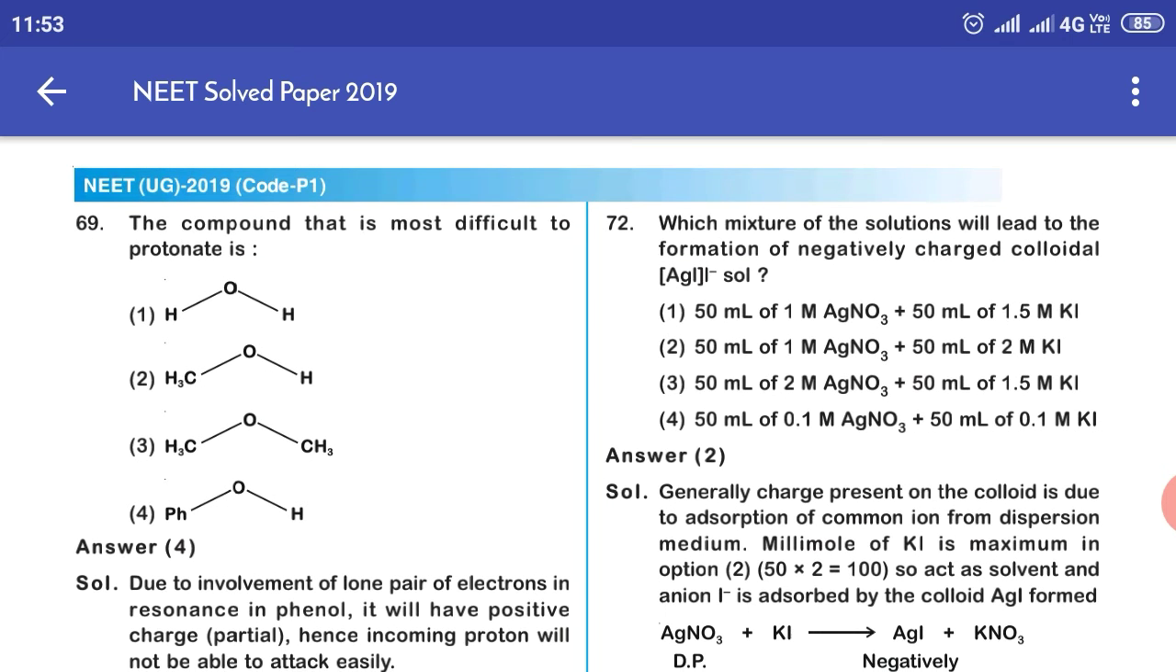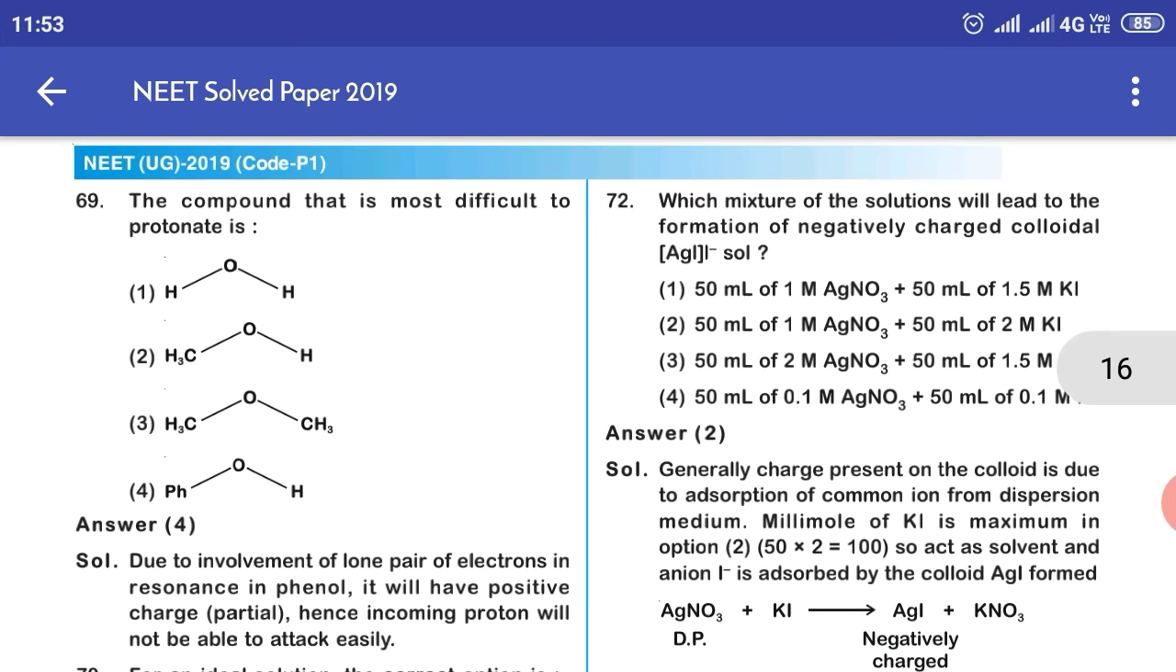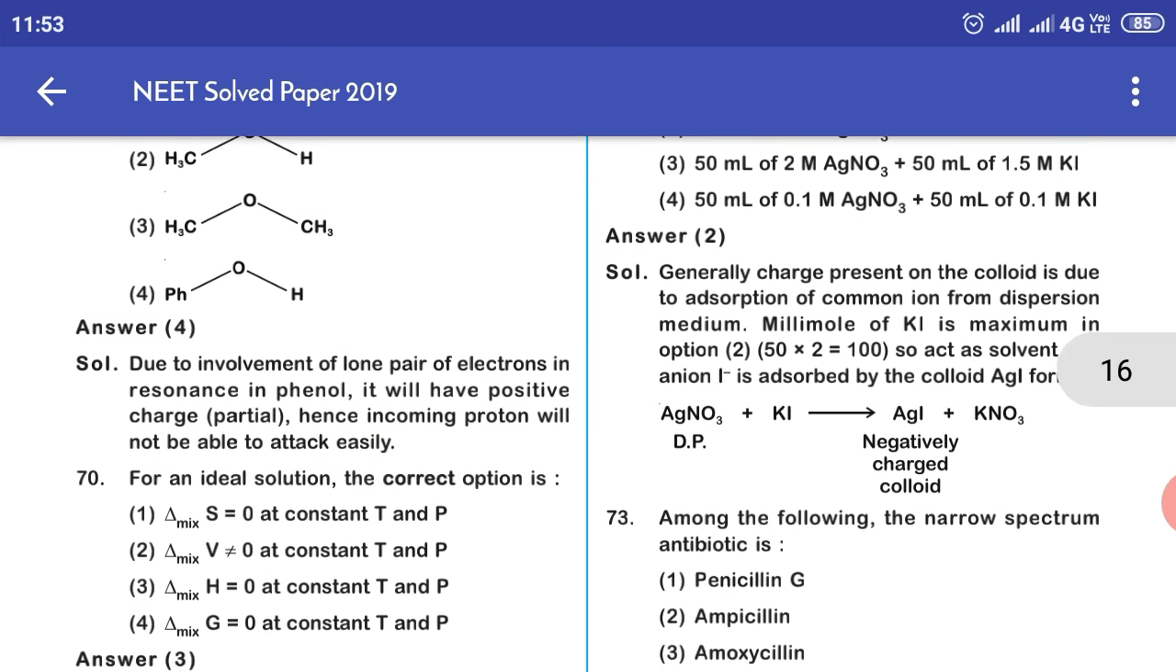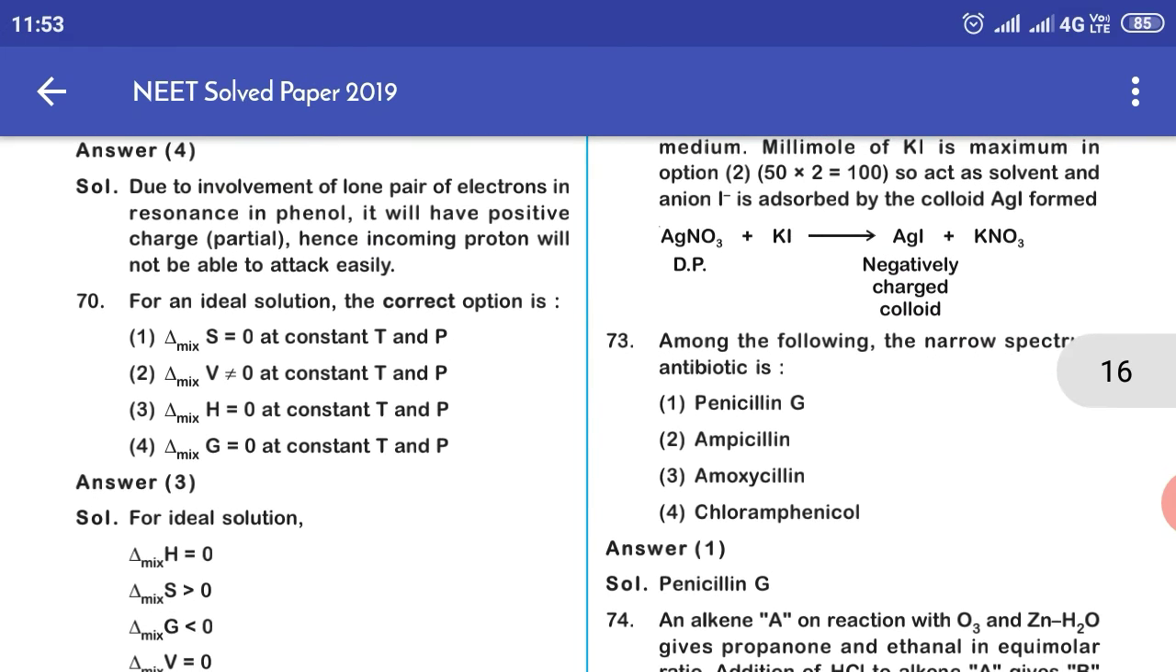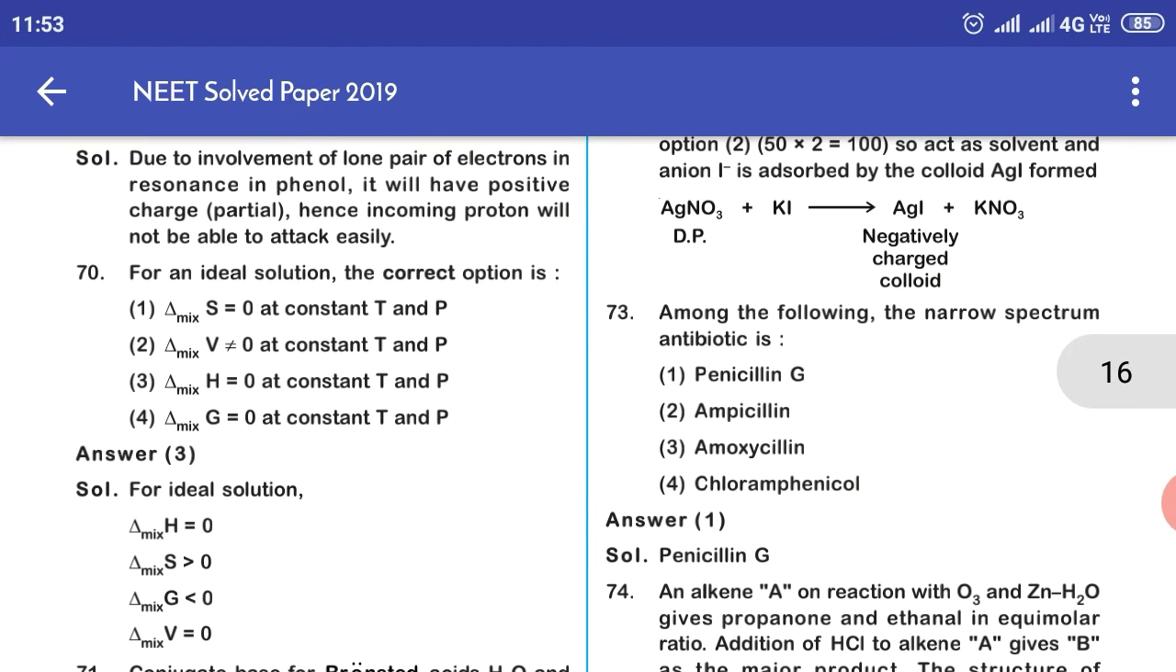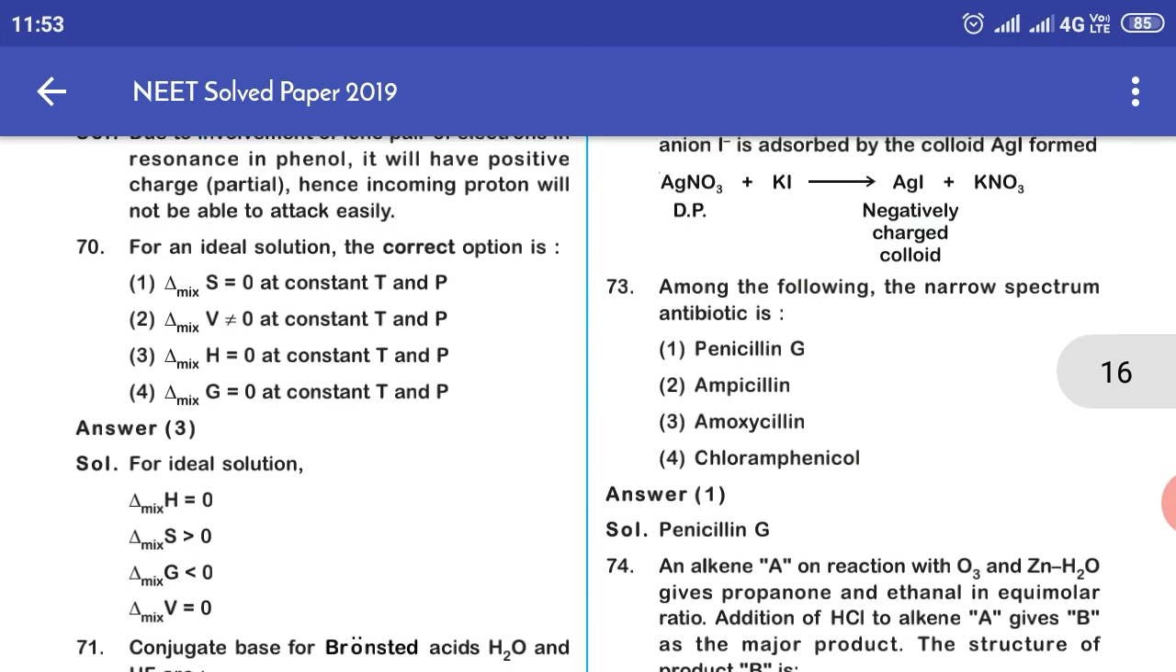Question number 69. The compound that is most difficult to protonate. Here option 4, phenol, due to resonance. So this is the most difficult to protonate. Due to involvement of the lone pair of electrons in resonance in phenol, oxygen will have a positive charge. Hence the incoming proton will not be able to attack easily.